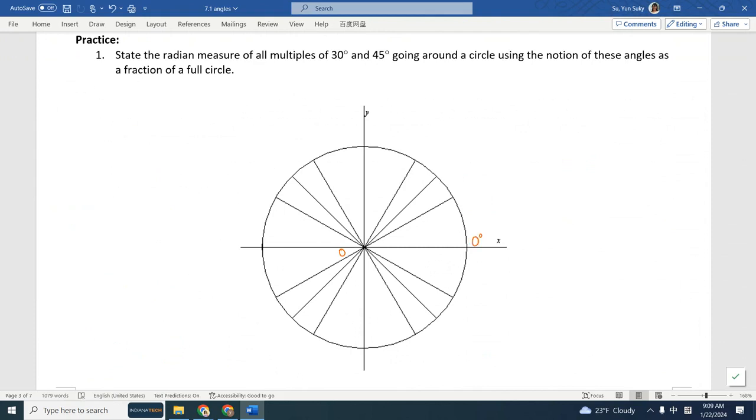Okay, this is 0 degrees. And then we want to see all multiples of 30 degrees. Do you know the angle 90 degrees is a right angle? And 30 degrees is what? 1/3 of 90 degrees. Do you agree? So if this is 90 degrees, and then you cut it into 3 pieces, this is 1/3 of 90 degrees.